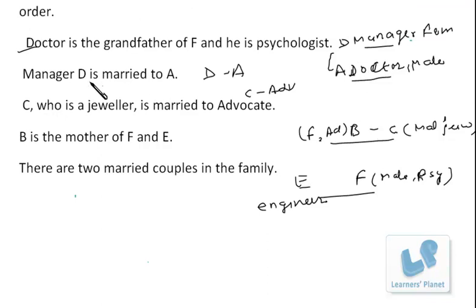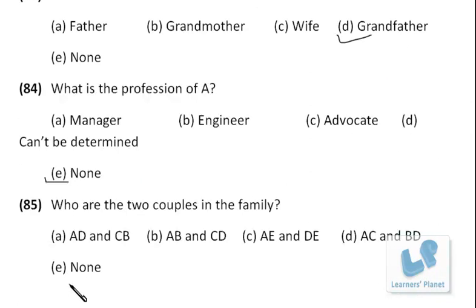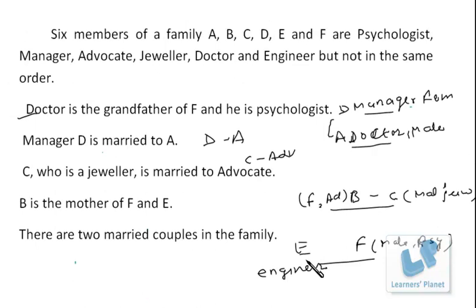It's already given over here, A, D and C and B, that we found out, right? So AD and CB. So we answered the questions very easily since we drew the family chart, right? So I hope you are clear with all the questions.